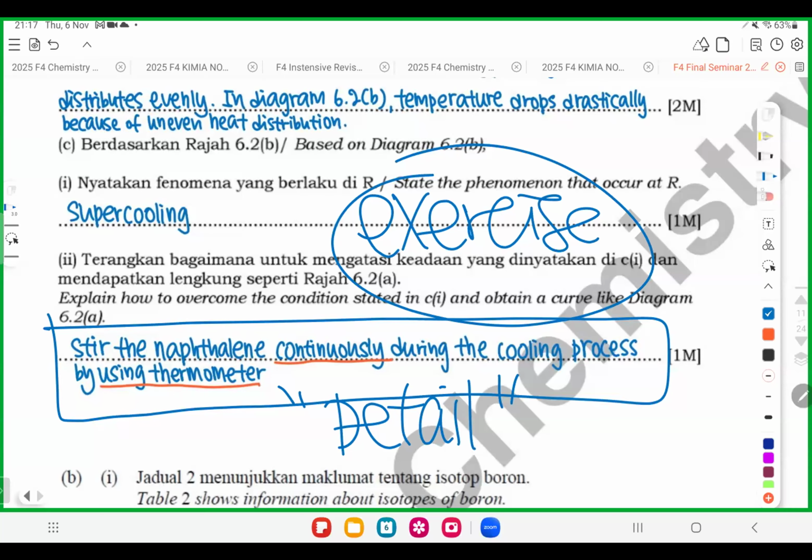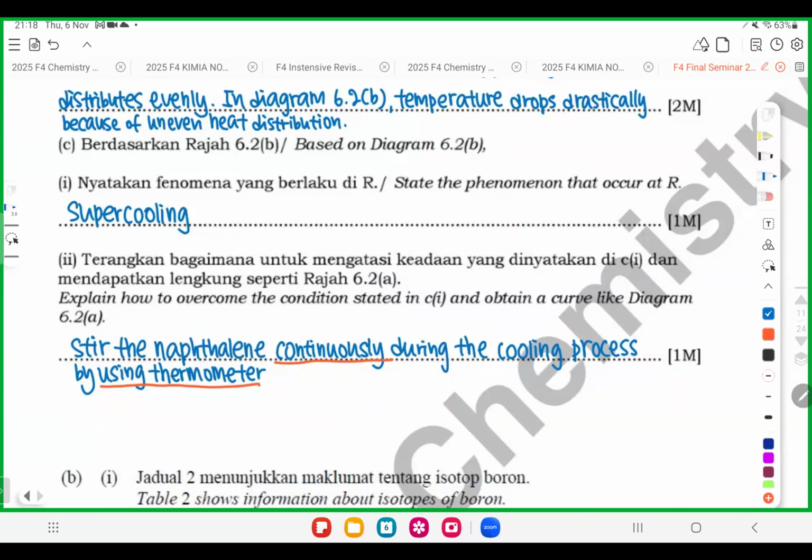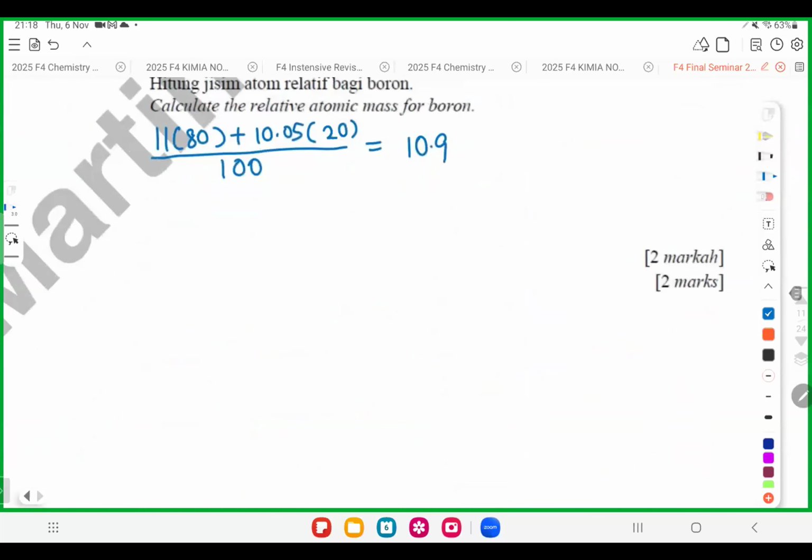So that's what I want to tell you today. I'm not teaching you the topic today, I just tell you where you lose your marks, because of all these things. Just like, what is melting point? If you didn't write at specific pressure, no mark already. You got it? Okay, done.